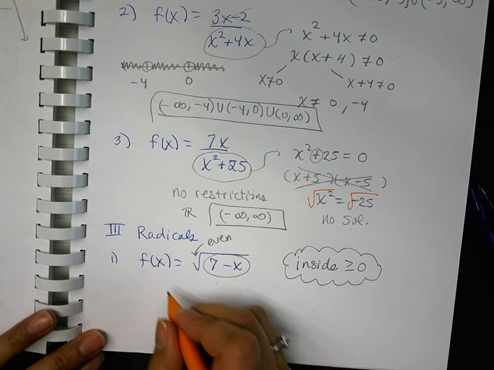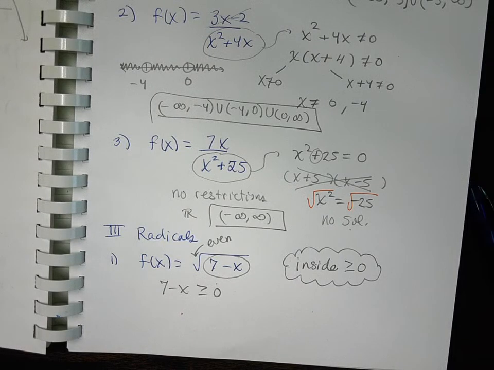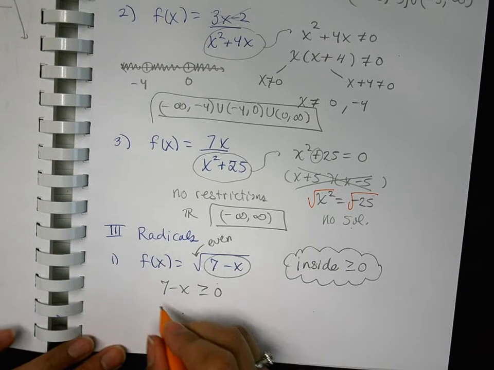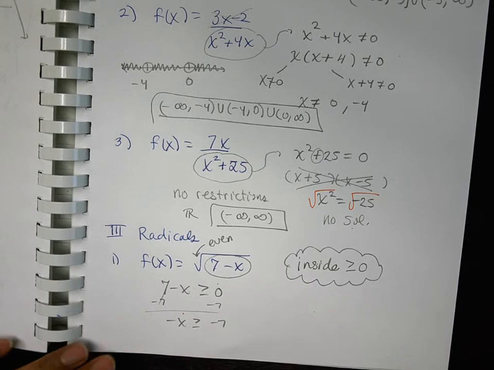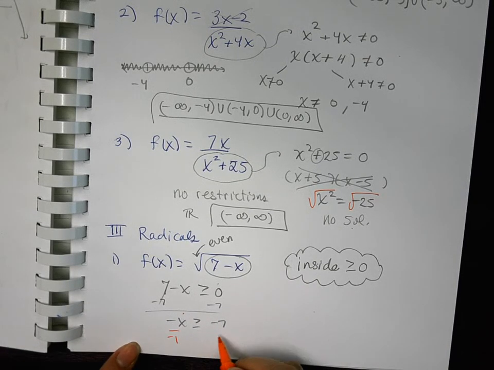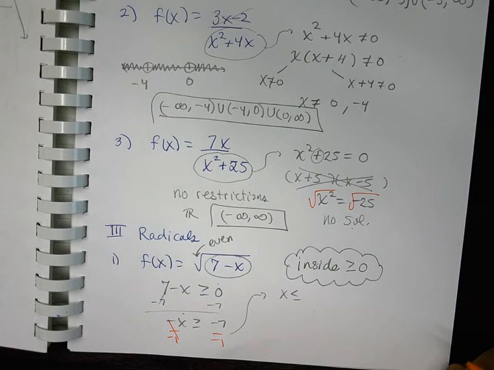All right. 7 minus x is greater than or equal to 0. Solve that. Subtract, divide. Don't forget what you do when you divide by a negative. All right, negative x is greater than or equal to negative 7. Did you guys divide by a negative 1? Or you moved it the other way. Either way, you're going to get x is greater than or equal to or less than or equal to. X is less than or equal to negative 7 or positive 7?